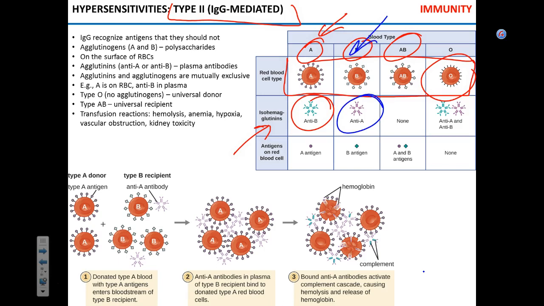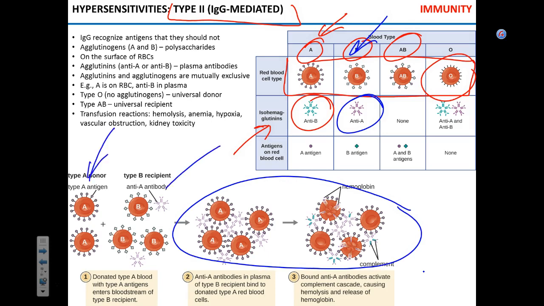Does that make sense? And then if you mix them improperly, then you've got the toxicity. So, for instance, if you accidentally transfer type A donor blood into a type B recipient who has anti-A antibodies, those anti-A antibodies will bind to the A-type blood of the donor and will cause hemolysis. Hemolysis, the breakdown of red blood cells, will lead to hypoxia, anemia, kidney toxicity, vasculitis, and so on and so forth.